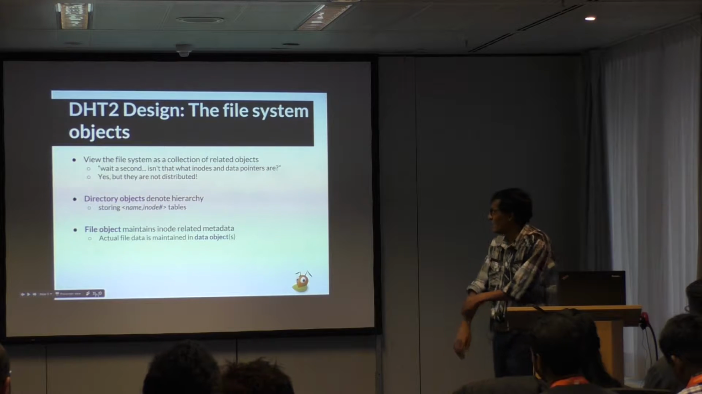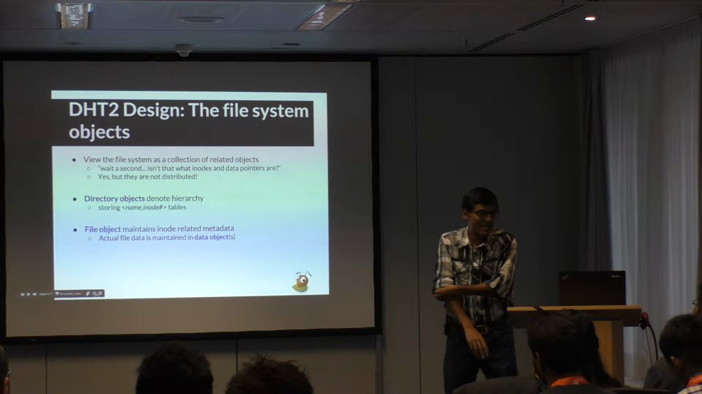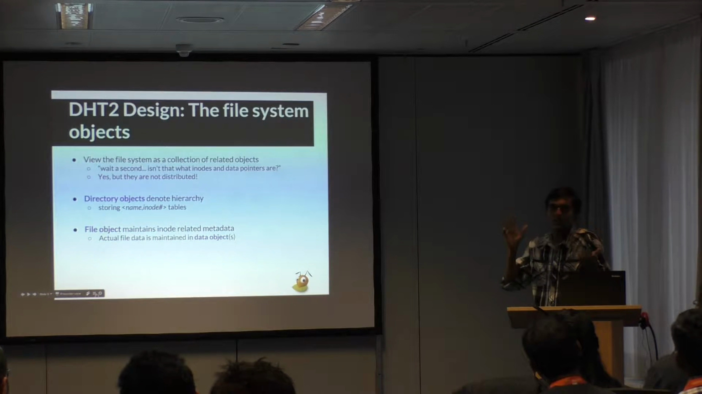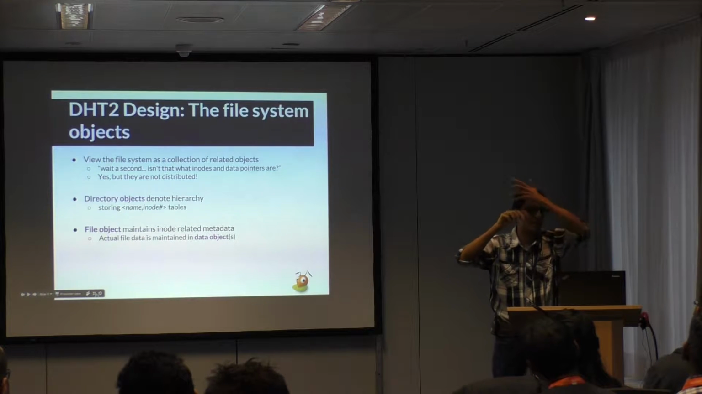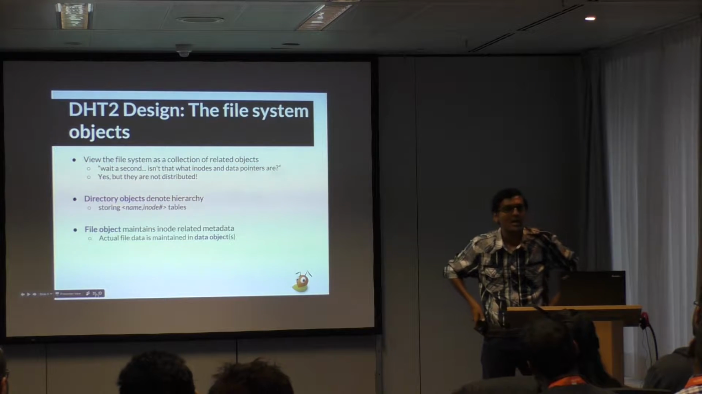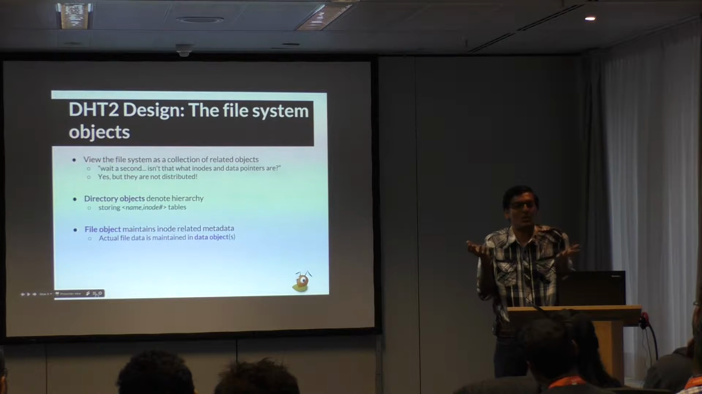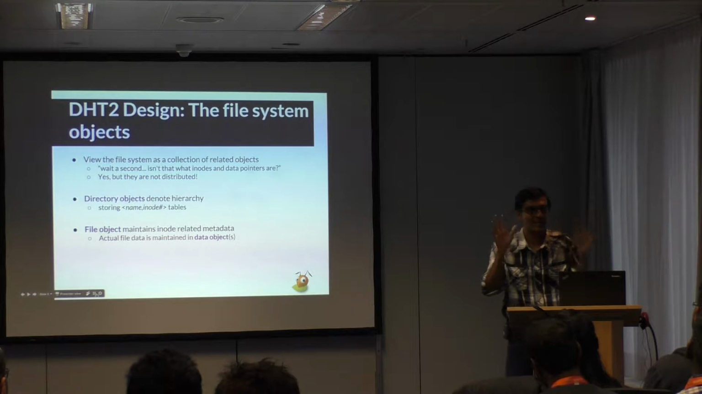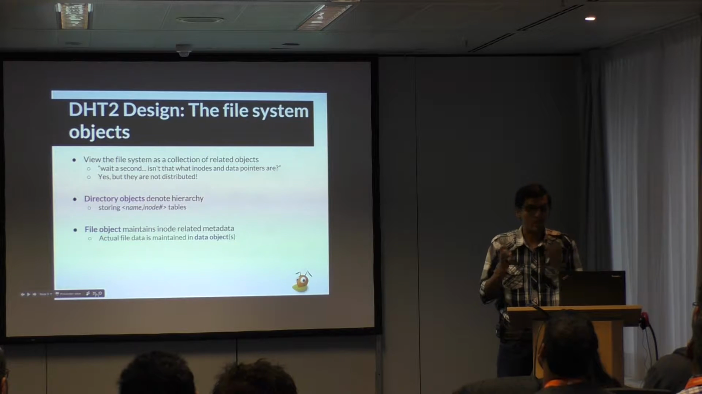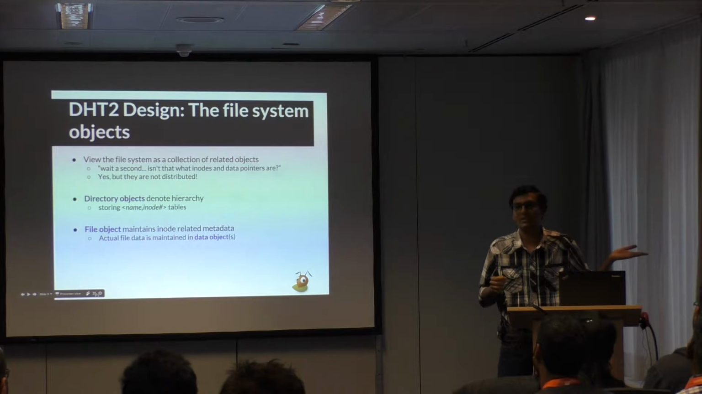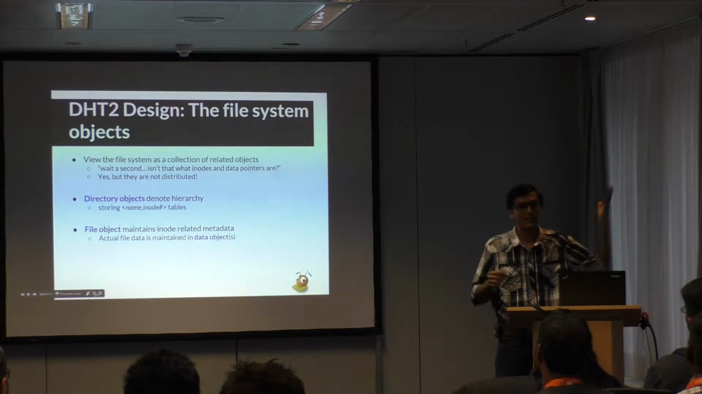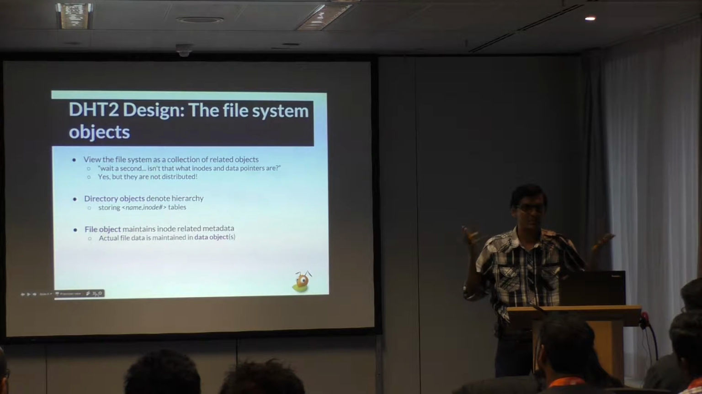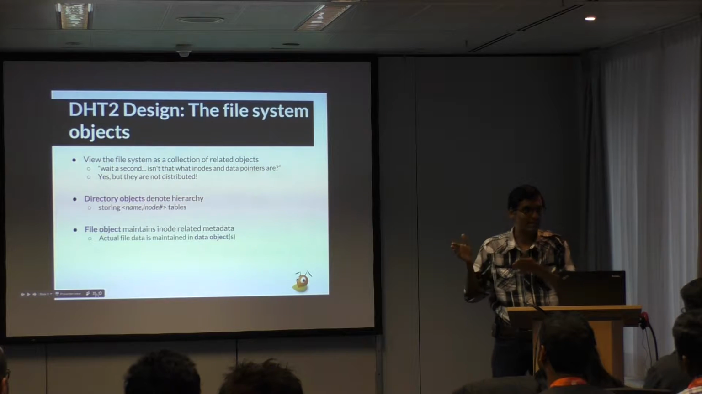So let's get into DHT2 now. So what is DHT2? It's basically we're looking at the file system as a collection of related objects. So if you're going, hey, that's what a local file system does. It is a collection of related inodes and data, right? So yes, it's exactly that, but it's not distributed in the sense. A local file system is obviously not distributed. How do we take these objects and we distribute them? That's the challenge that DHT2 starts addressing.